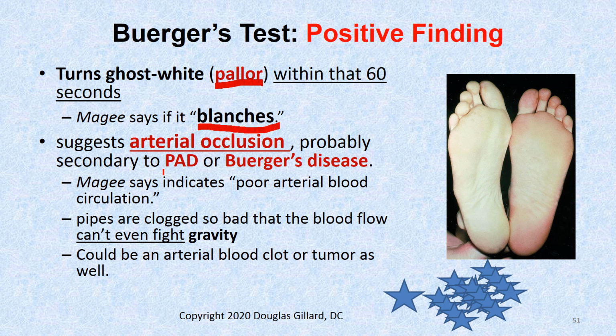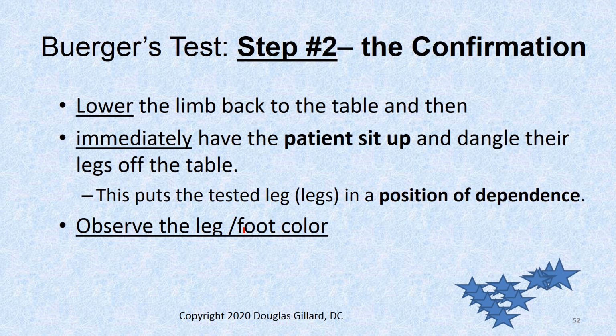And it suggests PAD. What causes this? Magee says nothing more than poor arterial blood circulation. At least they got that right. So that's what Magee says. But the other books, Seidel and Bates, say peripheral arterial disease. But Buerger's disease, not as prevalent in this country, but in other countries like India, it's much more prevalent. All right, so the pipes are clogged. Got it? All right, now there's a step 2 to Buerger's.